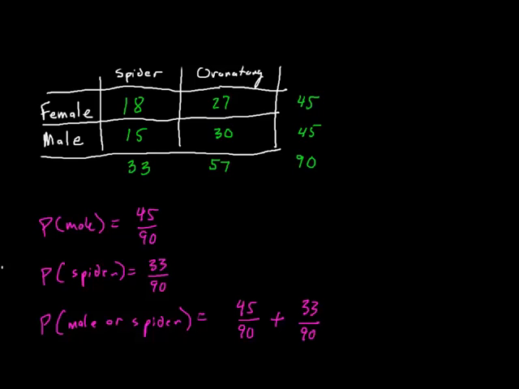But wait a minute. These 15 monkeys right here were overlapped. These 15 monkeys were counted right here because they were males. They were included in the 45 males. But they were also included right here in the fact that they're spider monkeys. So those 15 monkeys got counted twice. So we don't want that overlap to be counted twice. So we subtract away the 15 out of 90 monkeys that are both male and spider. It's not that we don't want them to count, we just don't want them to count twice. So it'd be 45 plus 33 minus 15. And we get 63 out of 90. Okay?